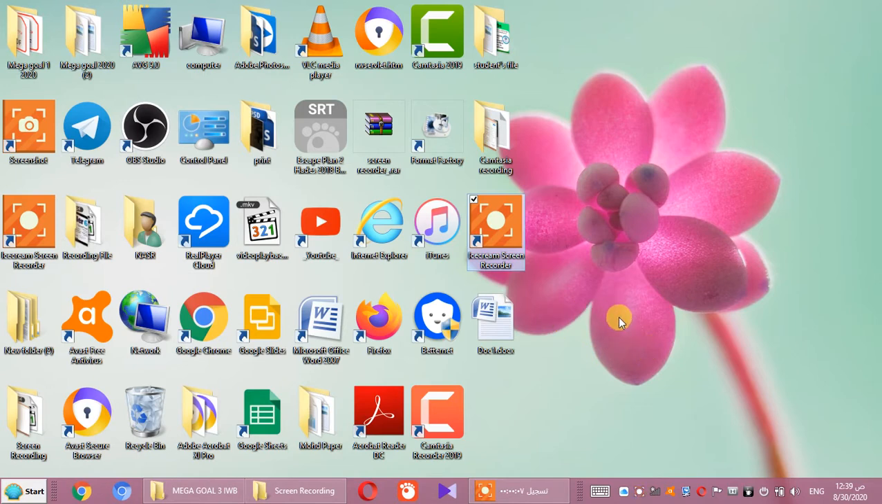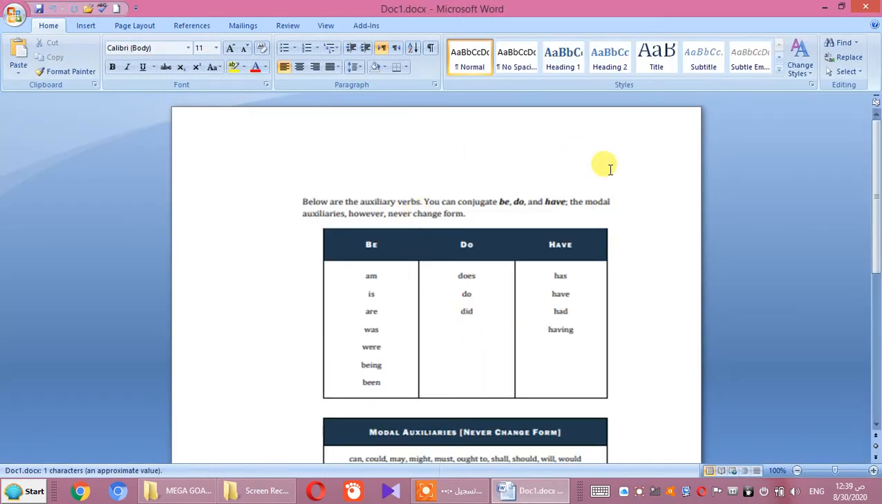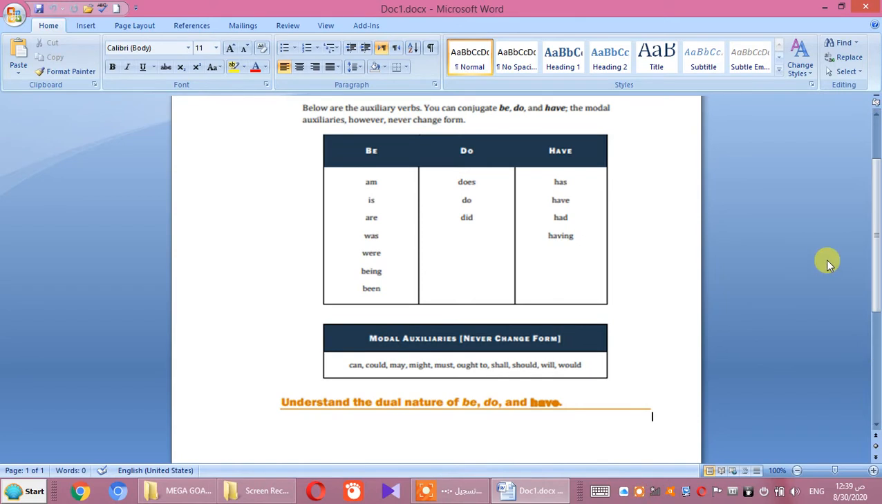Lessons. Today our lesson is a grammar lesson. We are going to discuss auxiliary verbs. In general, these are the main auxiliary verbs in English.